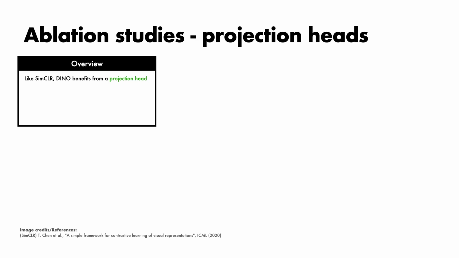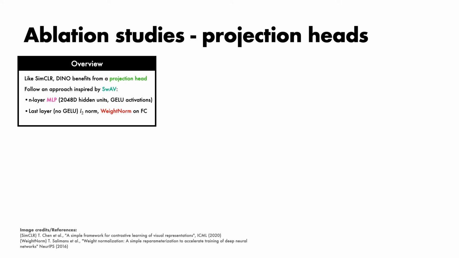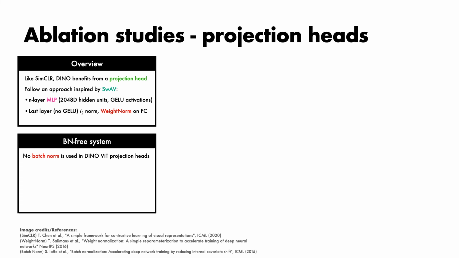Much like other self-supervised approaches such as SimCLR, DINO benefits from training with a projection head. The projection head follows a design inspired by the SwAV approach. It uses an n-layer MLP in which each hidden layer has 2048 dimensions and Gaussian error linear units. The last layer has no GELU. Its outputs are L2 normalized and then passed through a final weight normalized fully connected layer. No batch norm is used in the DINO ViT projection heads. Since ViT does not use batch norm, this means that the whole system is batch norm free.